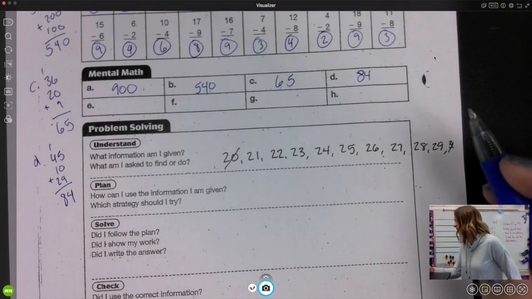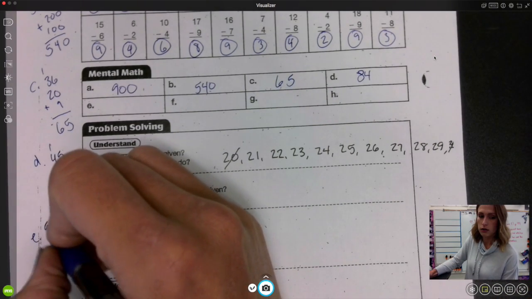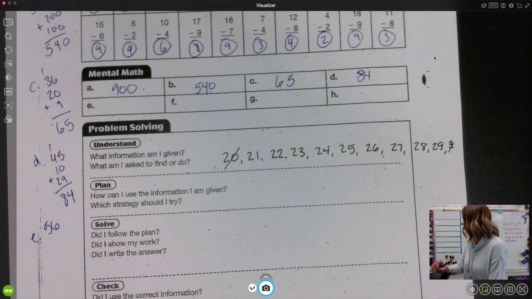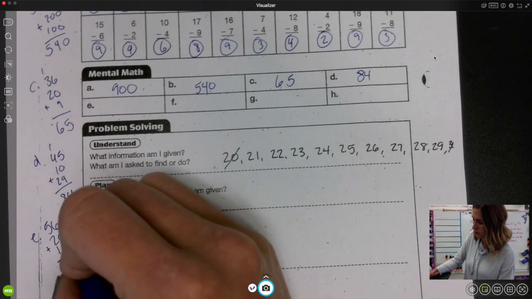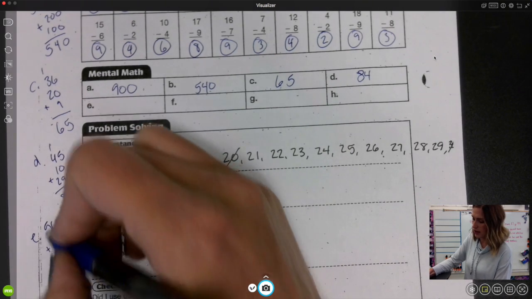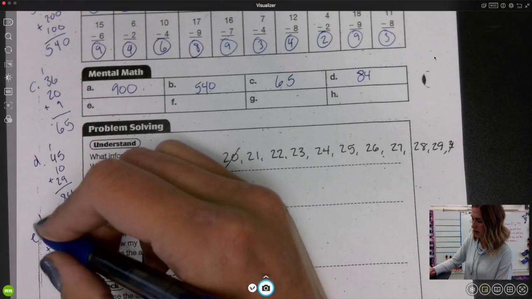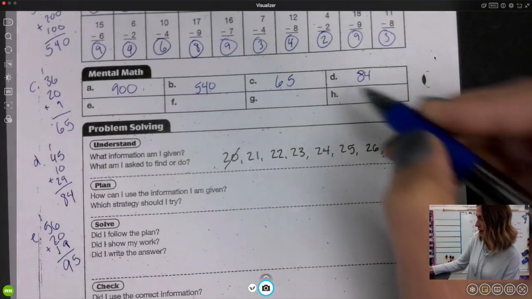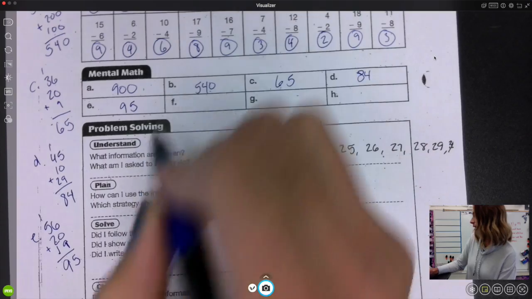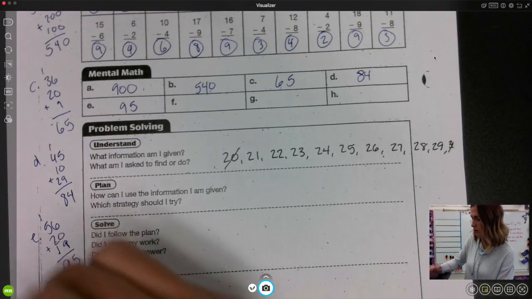E says 56 plus 20 plus 19. 6 plus 9 is 15. 1 goes up, 5 comes down. 1 plus 1 is 2, plus 2 more is 4, plus 5 more is 9. So you get 95.